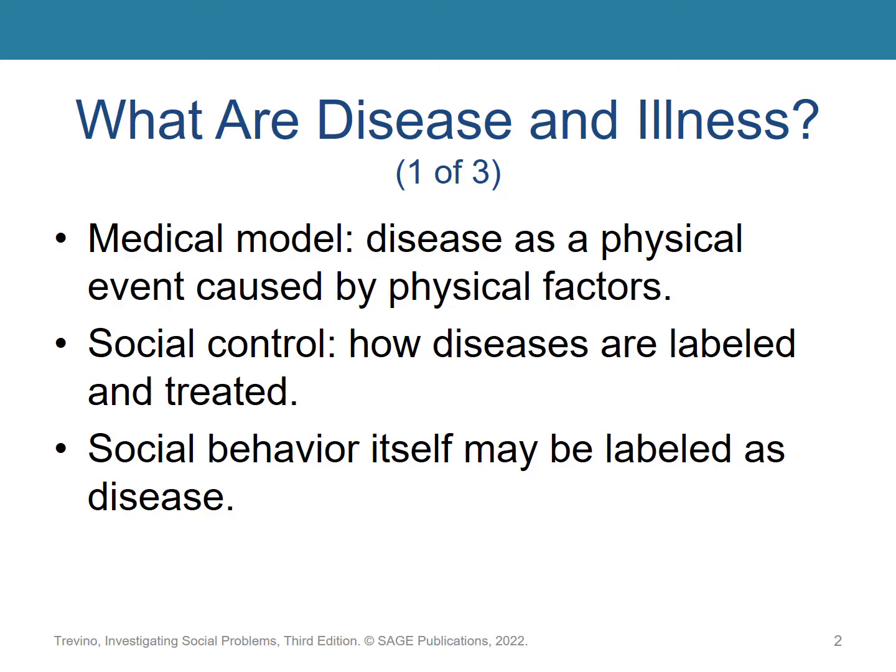What are diseases? What are disease and illness? Medical model approach: disease as a physical event caused by a physical factor. The social control approach would be how diseases are labeled and treated. Social behavior itself may be labeled as a disease. That's correct. So therefore, I would read a little bit more about how social behavior itself can be labeled as a disease. We've been talking about social learning theory and several other PowerPoints, and how behaviors can lead to drastic measures which affect our physical systems and physical factors.